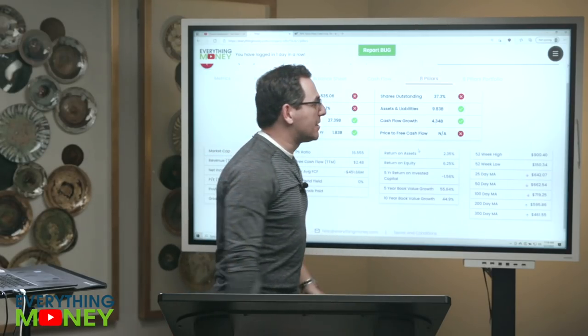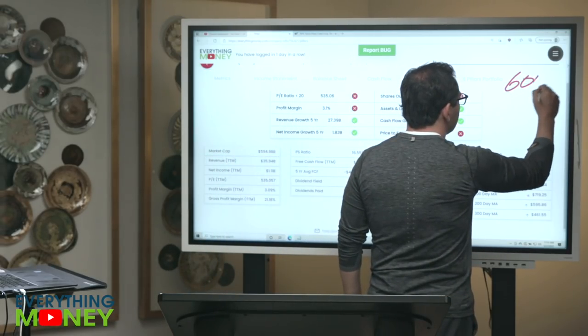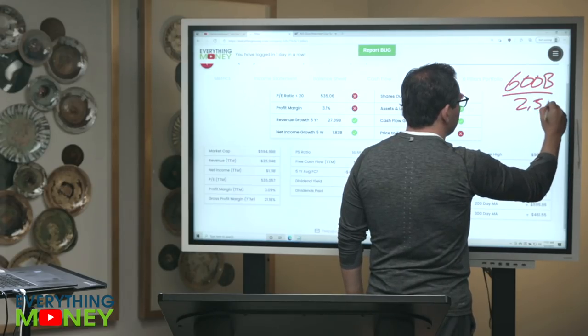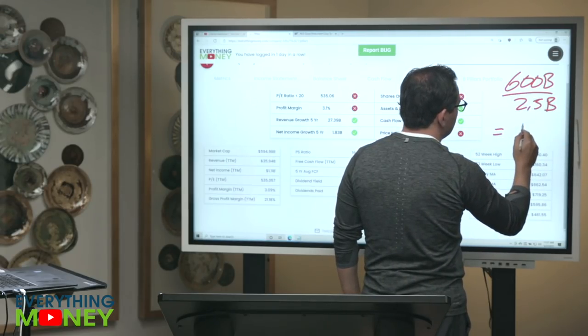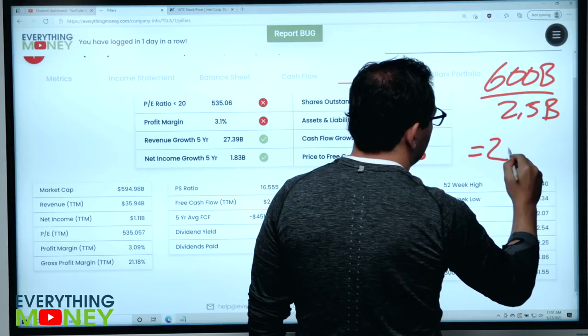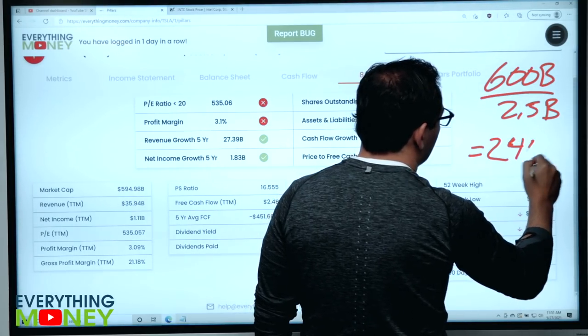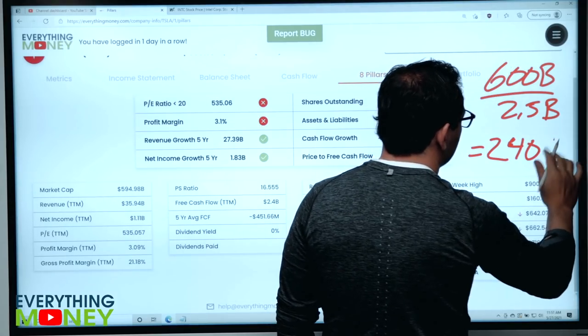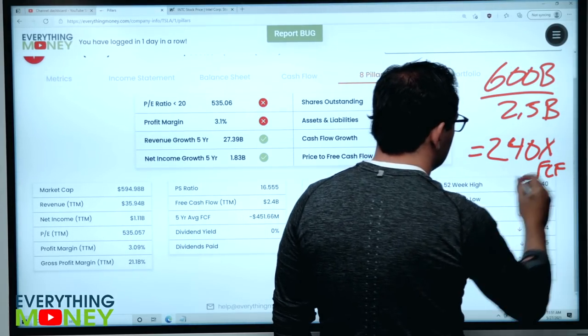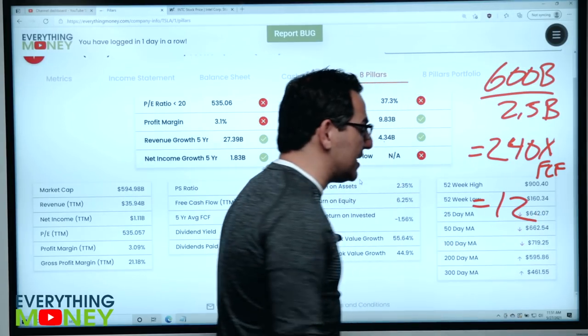Right now, Tesla's selling for $600 billion, and last year they did $2.5 billion in free cash flow. That is 240 times free cash flow. It's a lot more than 20. Yeah, it's a lot more than 12, which Intel's selling at.